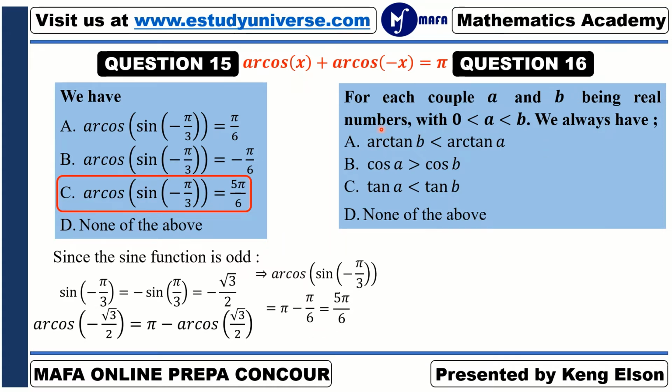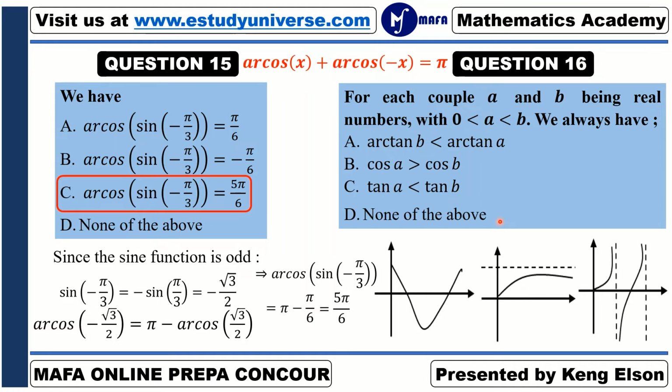Question 16. For each couple A and B being real numbers, both positive, with A less than B, we always have: option A, arctan B is less than arctan A; option B, cos A is greater than cos B; option C, tan A is less than tan B; and option D, none of the above. So I try to draw the graphs of these functions: tan inverse, cosine, and tangent. Here's a graph of cos x, here's a graph of arctan x in the positive interval, and here is a graph of tan x in the positive interval.